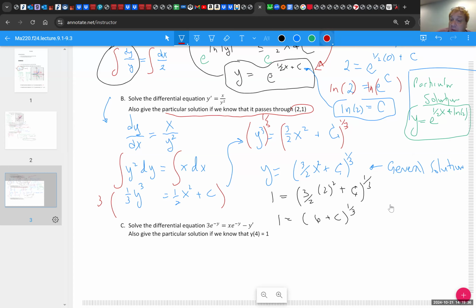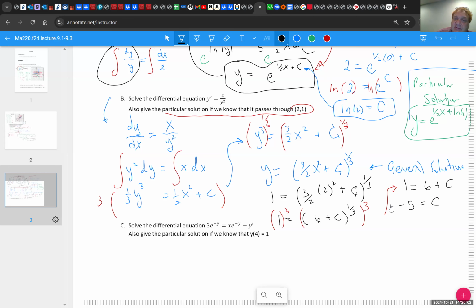So now I'll undo the 1/3 by cubing both sides. The 1/3 exponent cubed is just an exponent of 1. So what do I get here? I get 1 cubed, which is 1. C plus 6 to the 1/3 cubed is just 6 plus C. And then subtracting 6, I know C is -5.